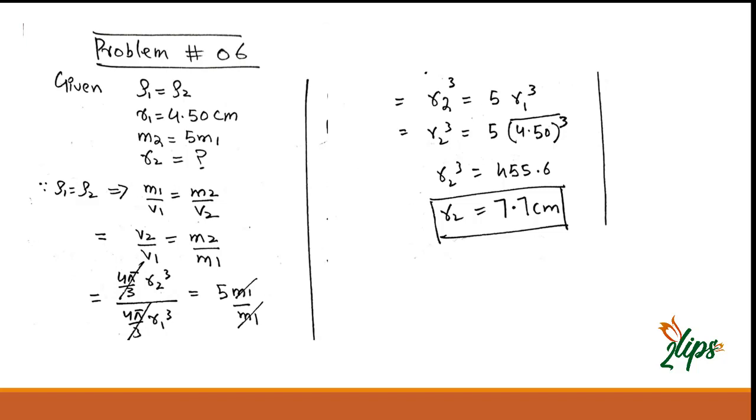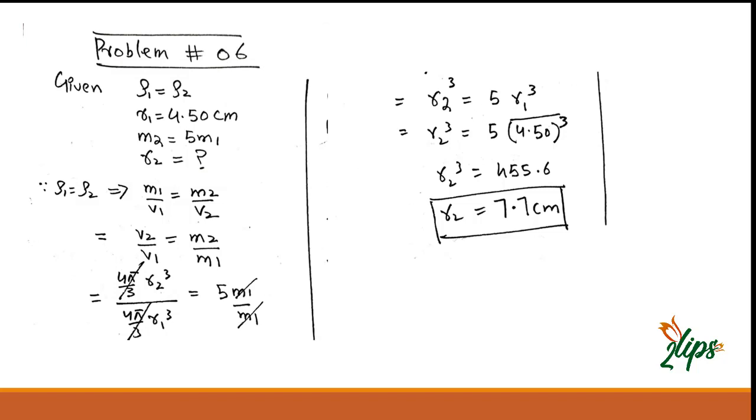So first information is that the densities of these two spheres are the same because they are cut from the same rock. So I can write this expression, which is ρ1 is equal to ρ2. The second piece of information is that the radius of first sphere is 4.50 centimeter, and the third piece of information is that the mass of the second sphere is 5 times the mass of the first sphere. So these three pieces of information are given. So we are asked to find the radius of the second sphere.